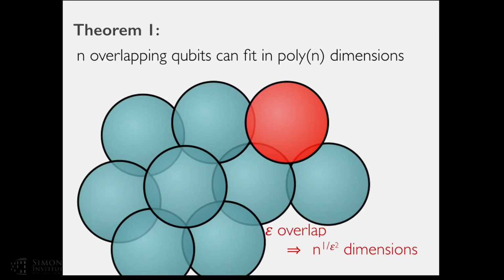Our first result says that if you have n qubits and you allow them to overlap, you don't need 2 to the n dimensions. In fact, you can pack them together in just polynomially many dimensions. Technically, the statement says if the overlap is epsilon, then the dimensionality only needs to be n to the 1 over epsilon squared. In other words, this system that appears to be exponentially powerful is not so powerful at all, and it can actually be simulated efficiently on a classical computer.